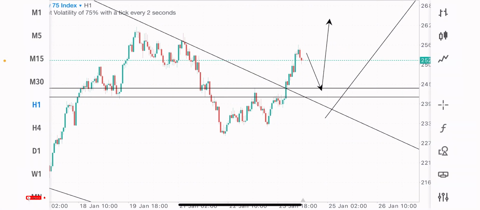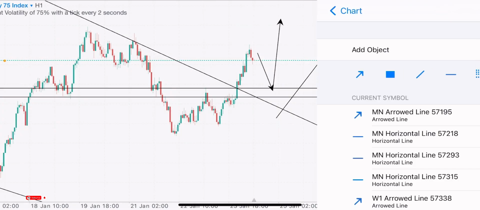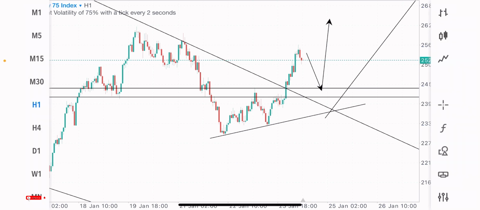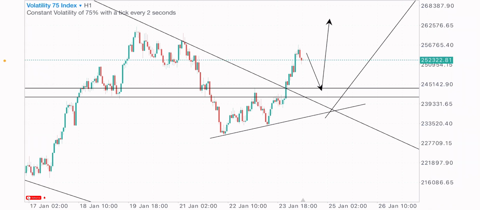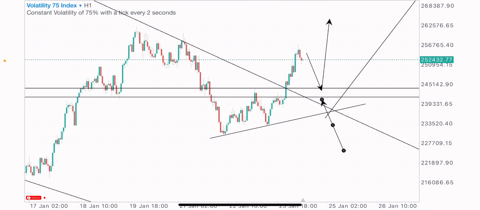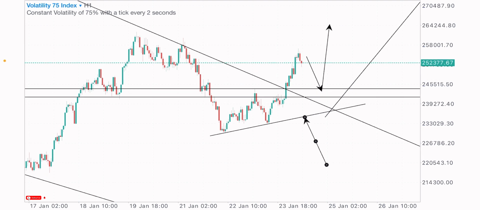We can see that the market is already creating this higher lows formation, which is a bullish market structure. So I'm expecting price to just give a little retest of this zone, a test of this level, for the buy move. So I'm short-term bullish on the V75 index and long-term bearish on the V75 index as well.